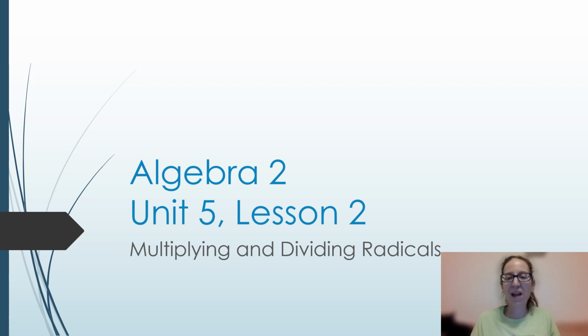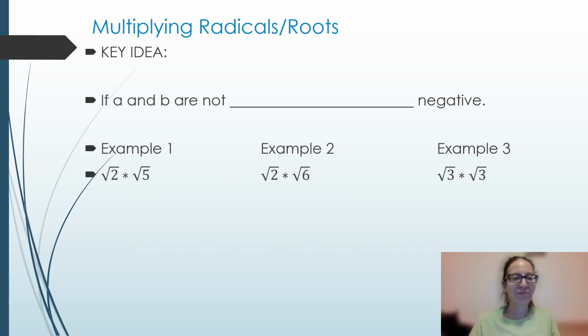So let's just get started with Unit 5, Lesson 2. This is on multiplying and dividing radicals. Now, I have taught adding and subtracting first. Some years I'll teach adding and subtracting first, some years I'll teach multiplying and dividing first. There's arguments to be made for either one. But this year, we're going to start with multiplying and dividing our radicals. So without further ado, let's get going.